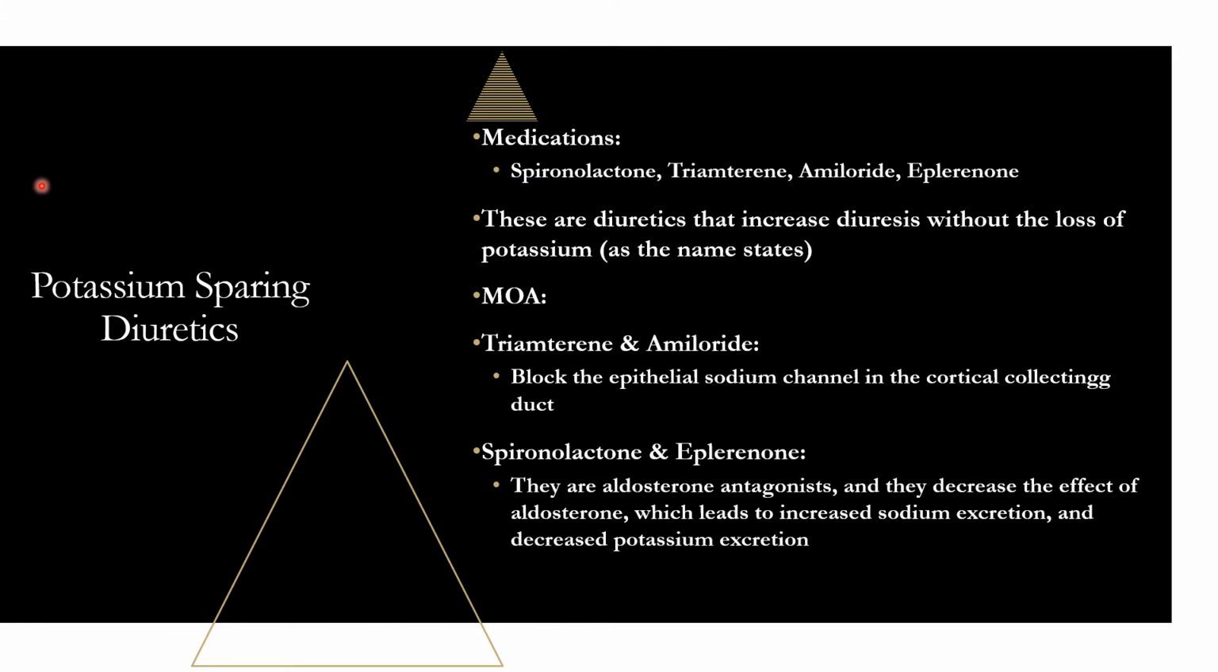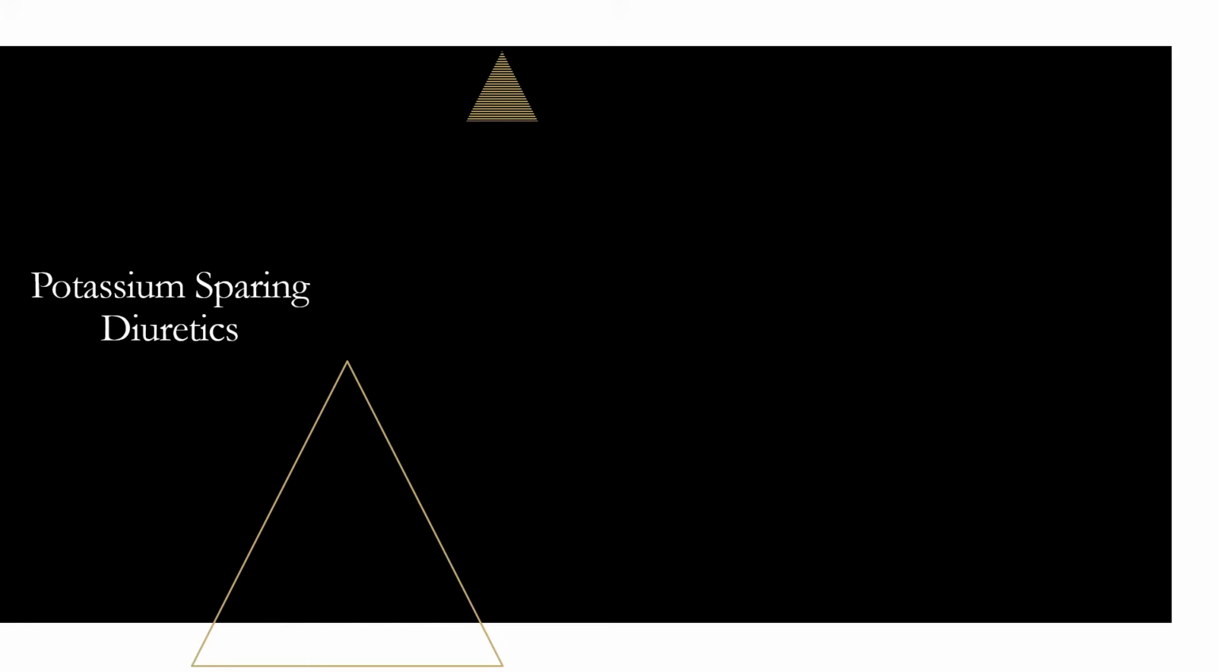So we're going to increase the sodium excreted, and so we'll have less sodium in the body, and then we're going to decrease the potassium that's excreted. We're going to retain more potassium in the body. So that's how these two medications work. They're aldosterone antagonists. And the fact that they're aldosterone antagonists has some other effects in the body, which we'll go over when we go over adverse drug reactions, as well as the indications for these medications.